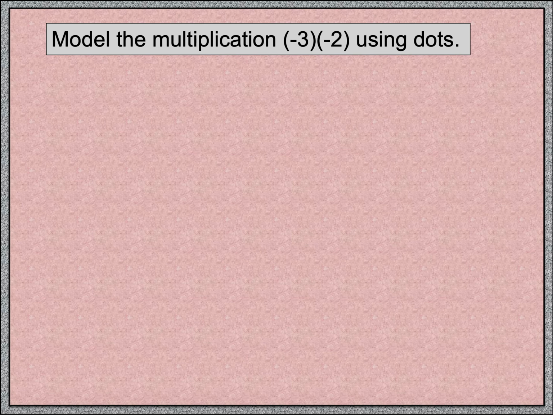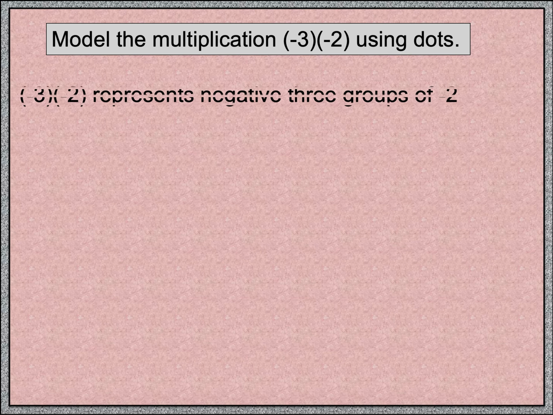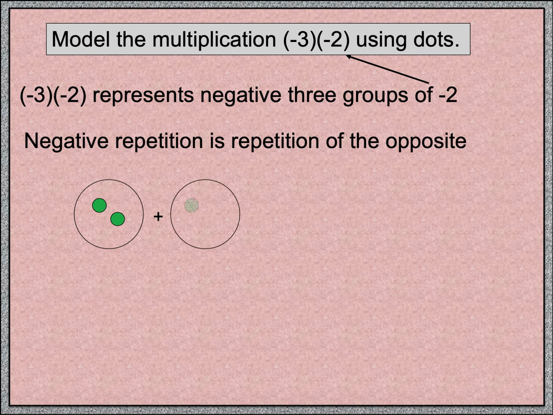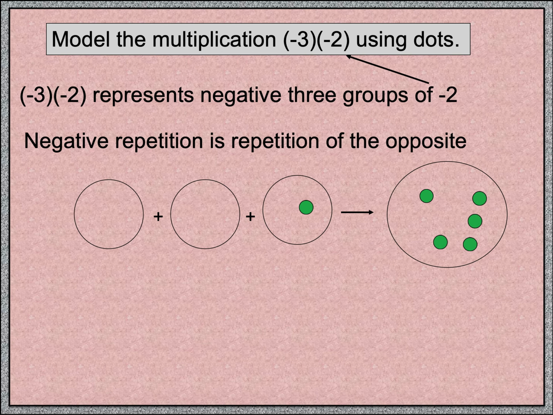Model the multiplication negative 3 times negative 2 using dots. Negative 3 times negative 2 represents negative 3 groups of negative 2. So negative repetition is the repetition of the opposite. So we will have the opposite of negative 2, so positive 2. So positive 2 plus positive 2 plus positive 2, so the answer is 6.